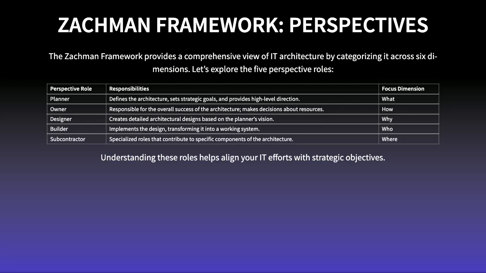Okay, let's dive into a key part of understanding IT architecture: the Zachman framework. This framework breaks down architecture across 6 dimensions to offer a holistic view. But for this slide, we're focusing on 5 crucial perspective roles: planner, owner, designer, builder, and subcontractor. The planner sets the big picture and overall goals. The owner is ultimately responsible for success. The designer translates that vision into detailed designs. The builder actually puts those designs into practice. And finally, the subcontractor handles specialized tasks. Think of it like a project team. Each role has specific responsibilities and a key focus dimension to consider as they work.